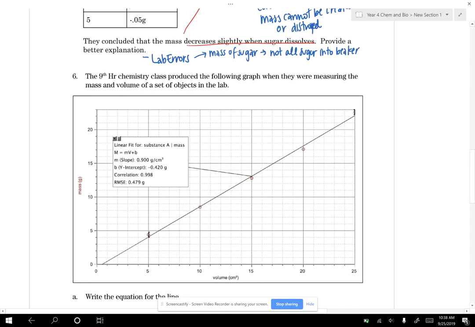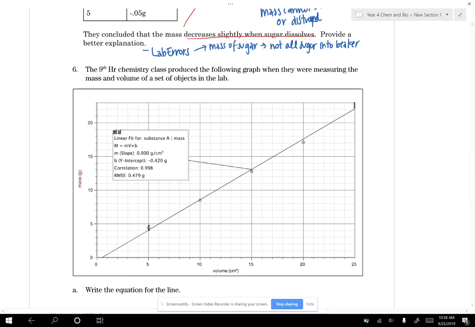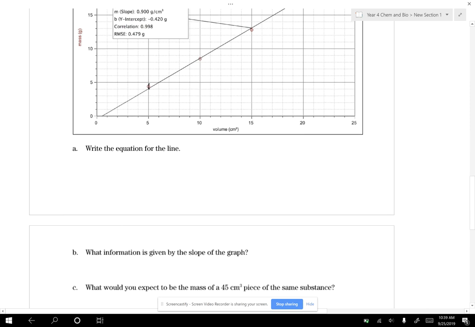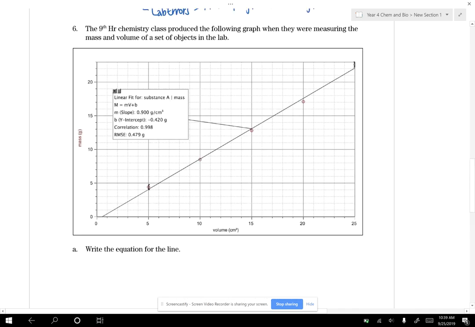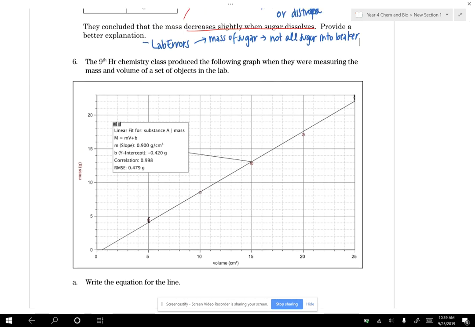Okay, so I'm going to go over this mass and volume graph because you guys are going to see a graph like this. You won't have to write an equation for the line, but I want you to be able to interpret the graph and know what it is stating. So we have our mass here and we have our volume here. Those are our two things on there.